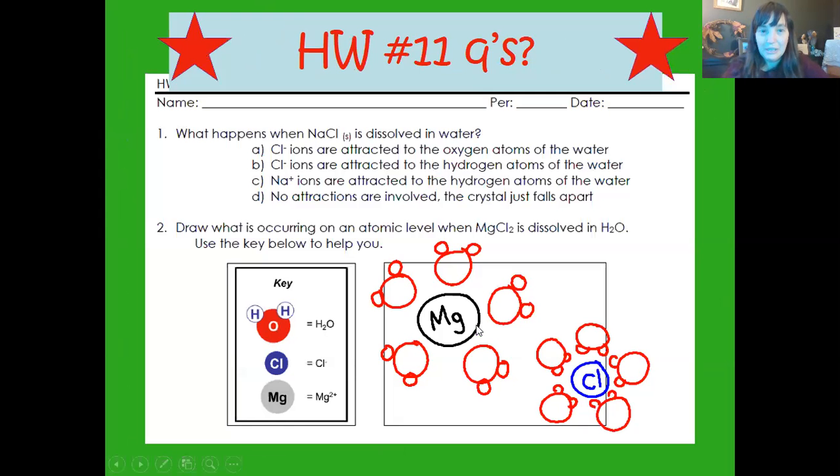All right, taking a look back at homework 11, for number 2, you're drawing magnesium chloride being dissolved in water. So here's the water molecules all surrounding the ions. And magnesium is positive, so the negative oxygen side of the water is closest to the Mg, and chloride is a negative ion, so the positive end of the water molecule, the H side, is closest to the negative chlorine.